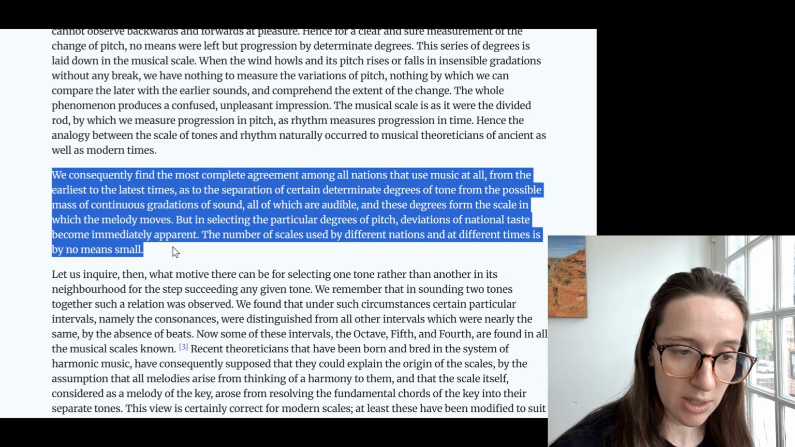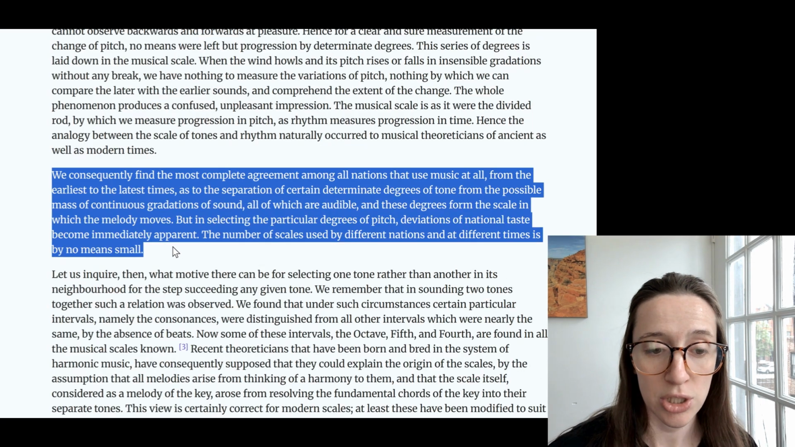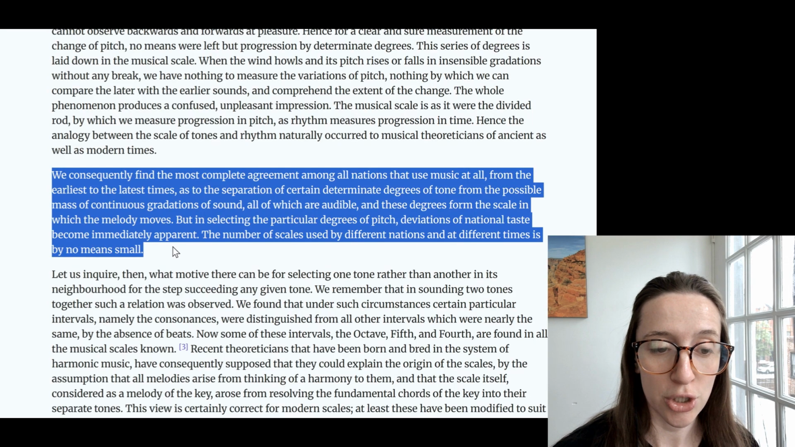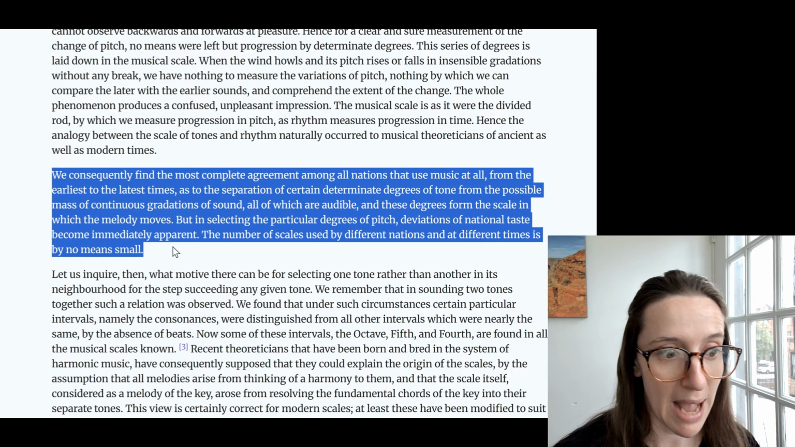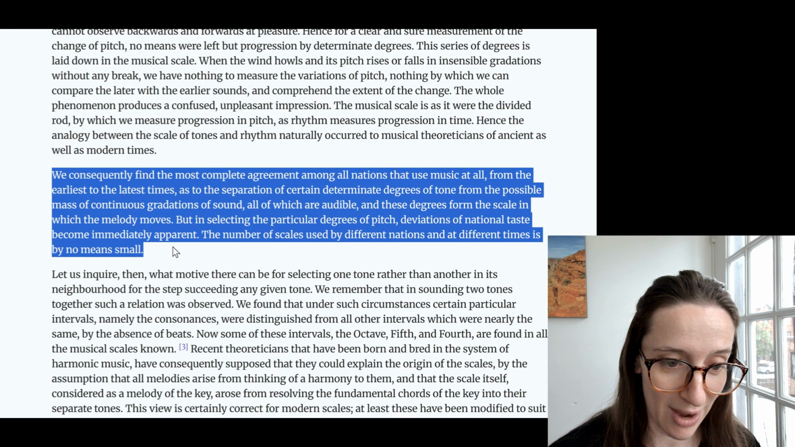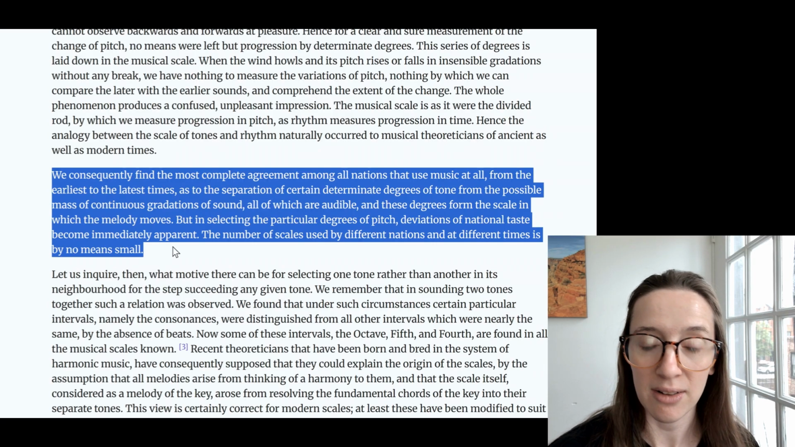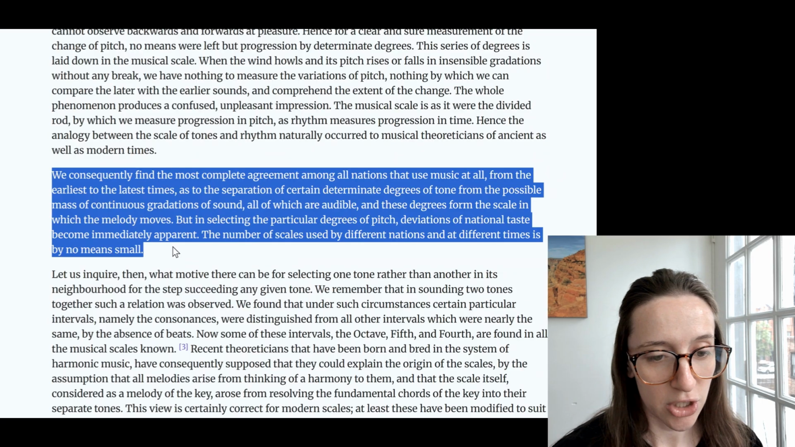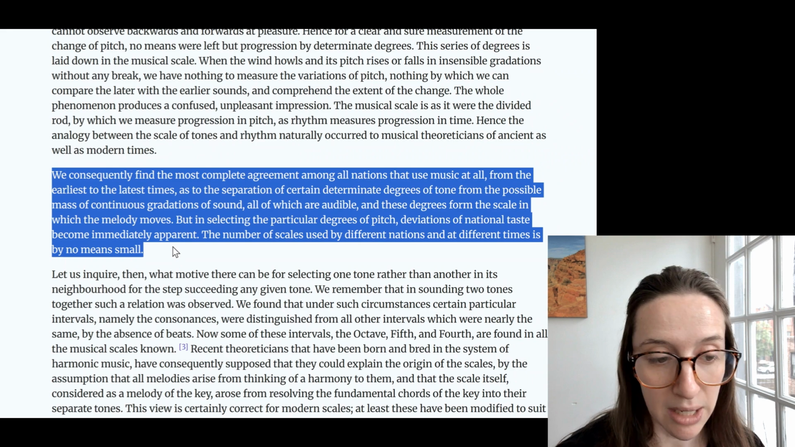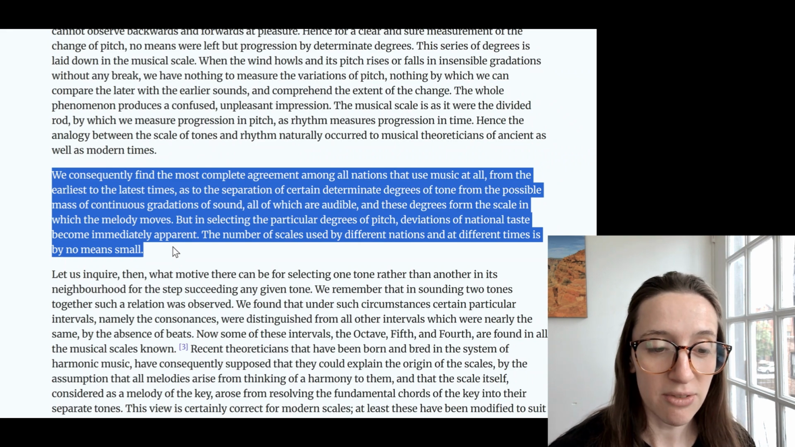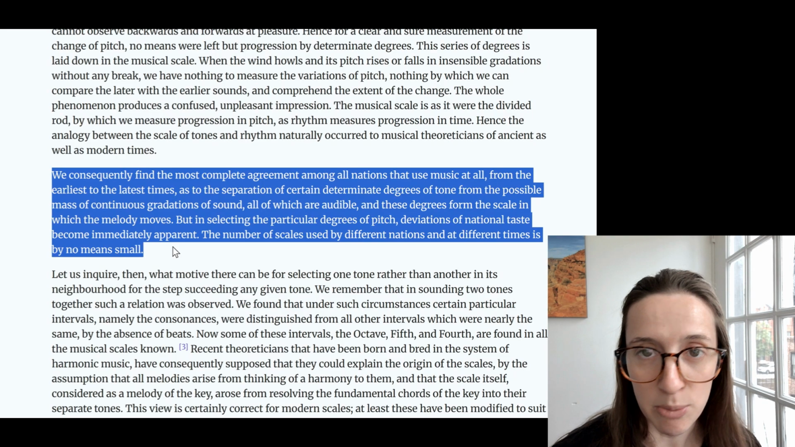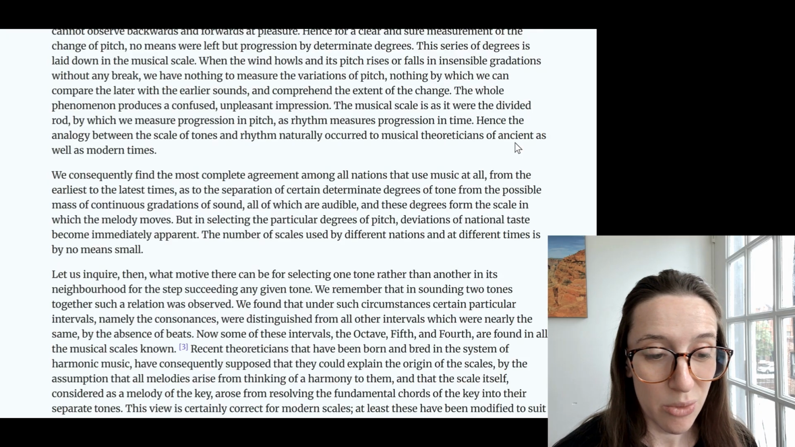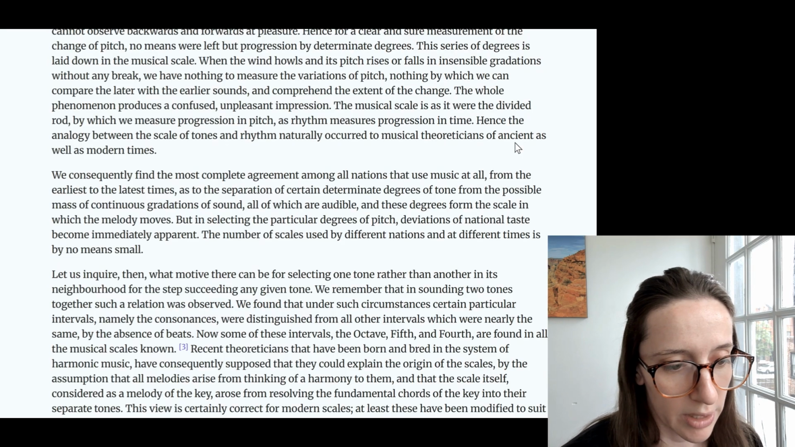We consequently find the most complete agreement among all nations that use music at all from the earliest to the latest times as to the separation of certain determinate degrees of tone from the possible mass of continuous graduations of sound, and these degrees form the scale in which the melody moves. But in selecting the particular degrees of pitch, deviations of national taste become immediately apparent. The number of scales used in different nations and at different times is by no means small. So let's look at some of these scales and try to explain the intervals chosen for it.